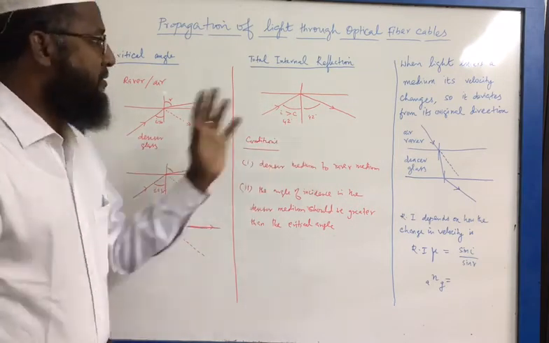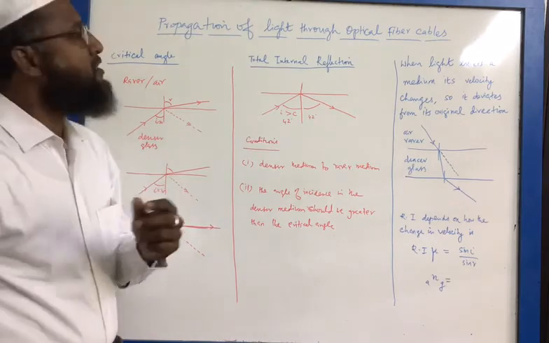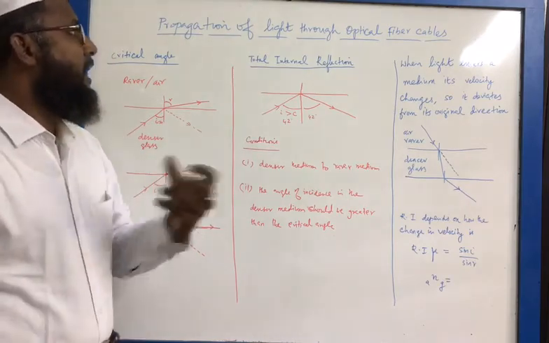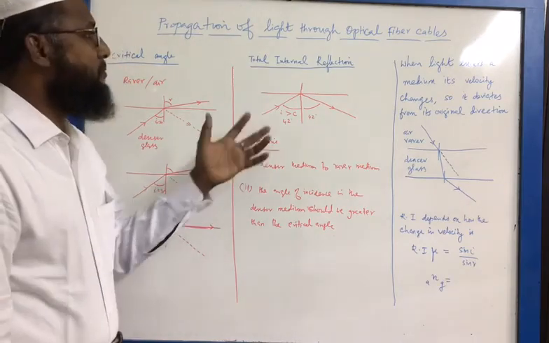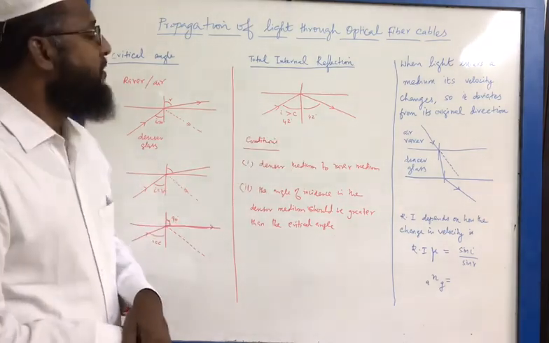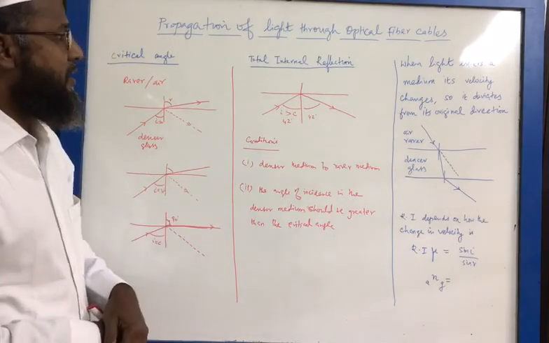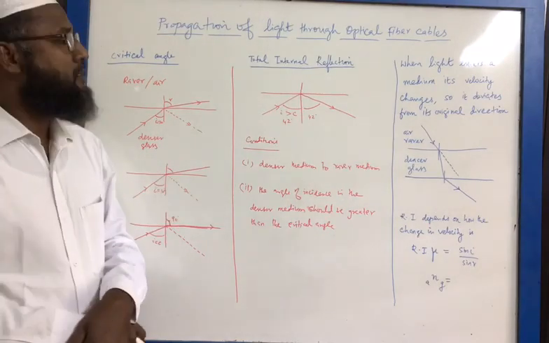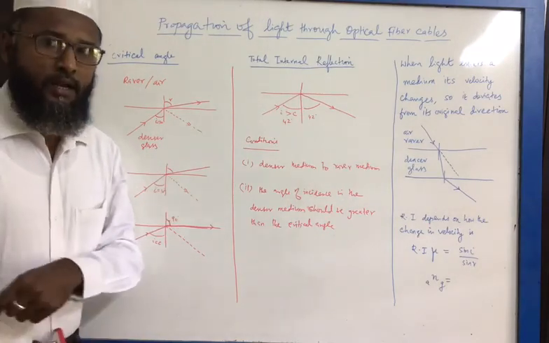Of course, this is the basic principle which governs the light, or you can understand how the light propagates through the optical fiber due to this basic principle. Now we will understand the next part of the class, acceptance angle and numerical aperture.